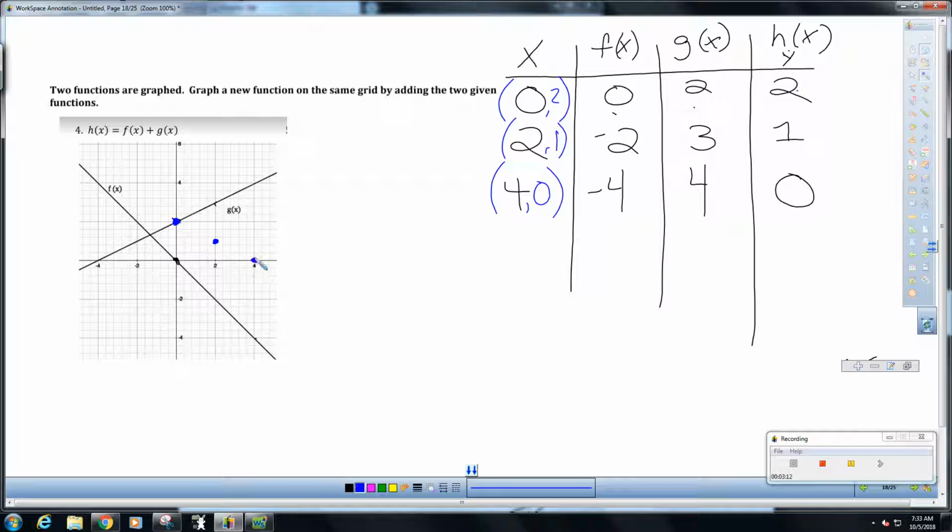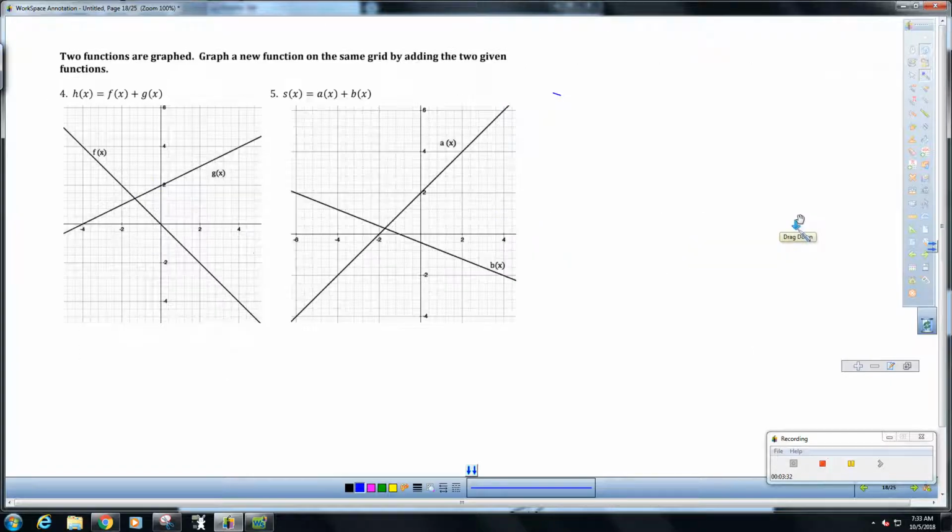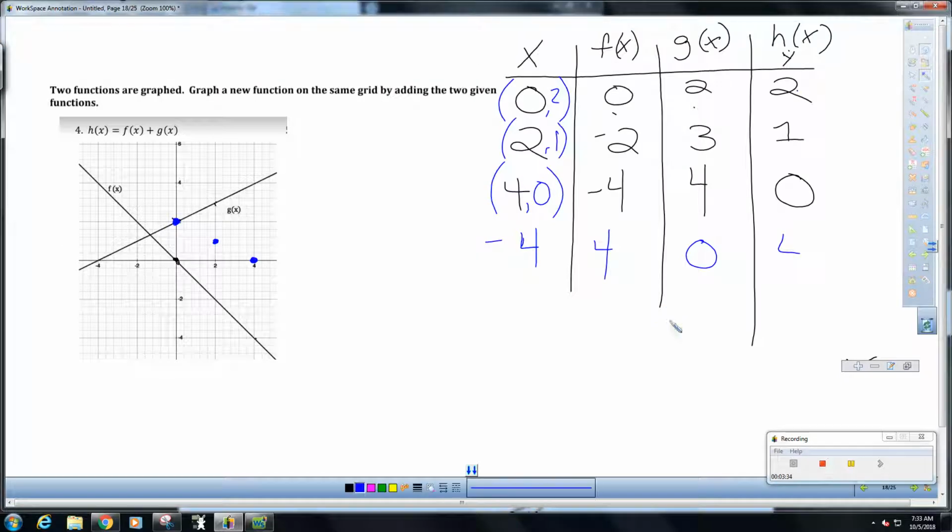Love it. It looks like this is forming a line. Let me test a point. Let's see what would happen if I put in a negative 4, and see if it's on this line. If I put in a negative 4, for f of x, you get a 4. For g of x, you get a 0. At negative 4, I would expect to get 4. Nice. That seems like it lines up with our blue dots.